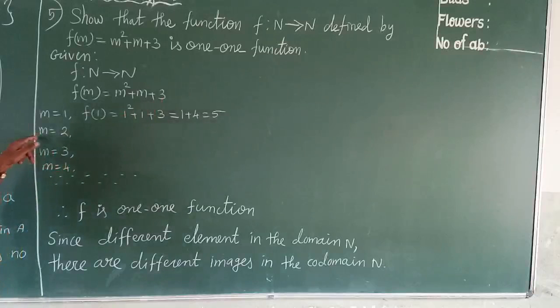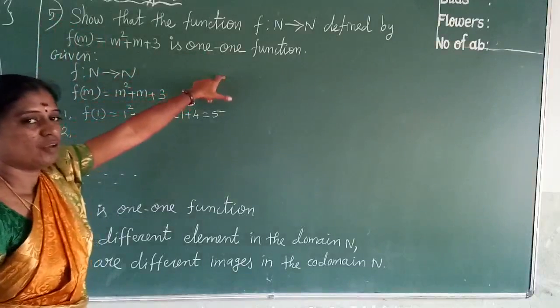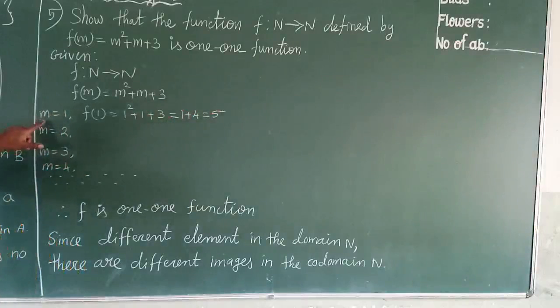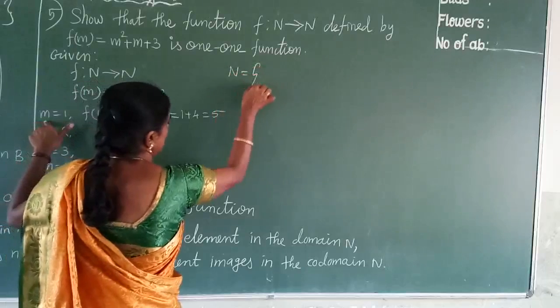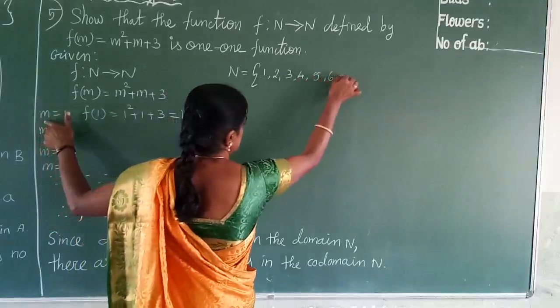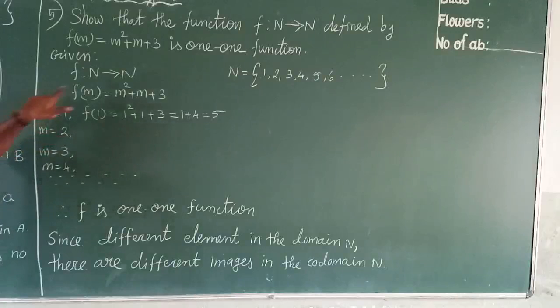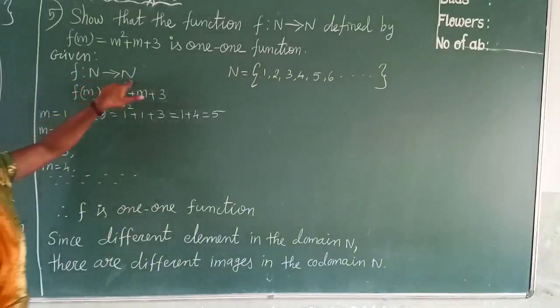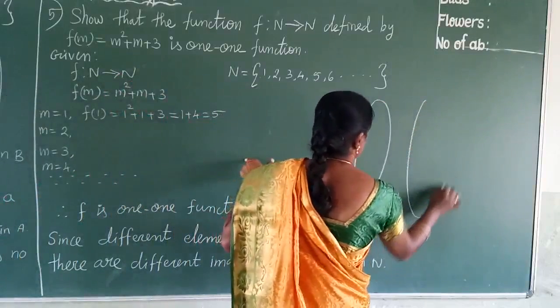The fourth one we discussed, the function is one-to-one but not onto. Here we want to show whether it is only a one-to-one function or not. We want to check it. So first, N means, as already discussed, natural numbers 1, 2, 3, 4, 5, 6, etcetera. Here the domain is also natural numbers, the codomain is also natural numbers.